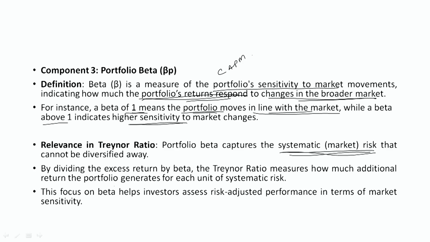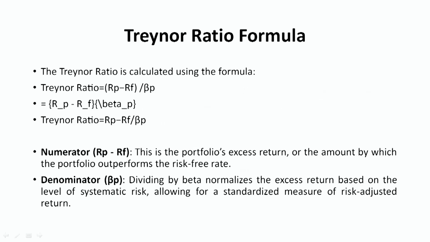And what am I doing over here? I am dividing the excess return by beta. So when I'm trying to divide the excess return by beta, what does it say? What is the additional return the portfolio would be generating for each unit of systematic risk? So here the difference you should understand. Sharpe ratio is talking about how much return the portfolio is generating for each unit of total risk, and in Treynor ratio, the additional return the portfolio is generating for each unit of systematic risk. That's the difference between Sharpe ratio and Treynor ratio.